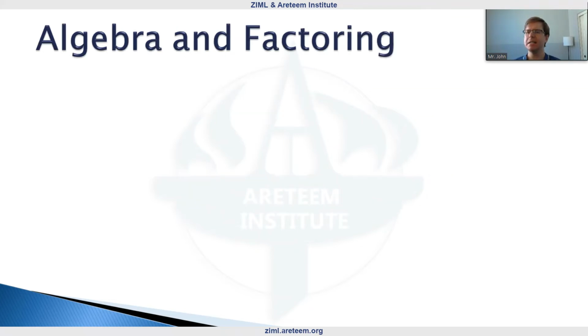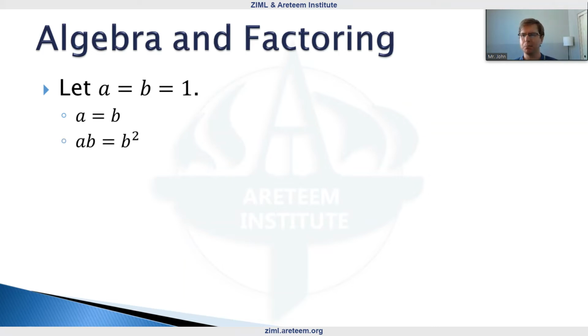Let's look at another example here using algebra and factoring. So here we're going to use a little bit of variables. Variables can definitely have values. So let's let two variables here, a and b, both equal 1. Well, they're both equal to 1, so clearly a equals b. Now, what if we multiply by b on both sides?